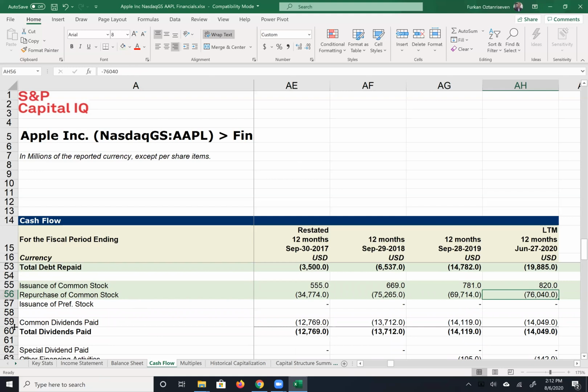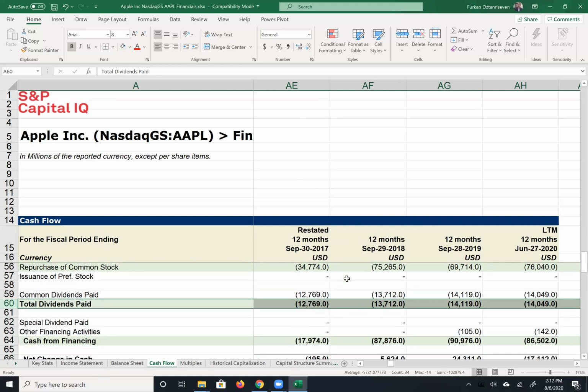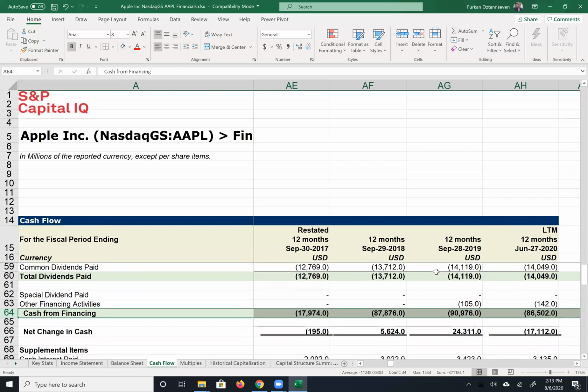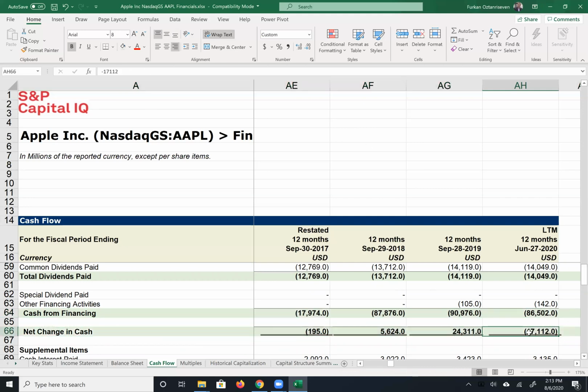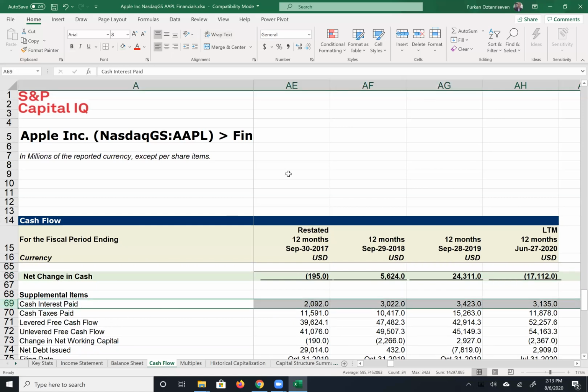And also you can see here the dividends that Apple paid, looks like Apple paid $14 billion of dividends. And so you can see that the cash flow from financing is negative $86 billion, most of which comes from repurchase of common stock. And you can see here the net change in cash basically is cash decreased by $17 billion. And you can see some supplemental items here, such as cash interest paid. The company paid $3.1 billion of interest.